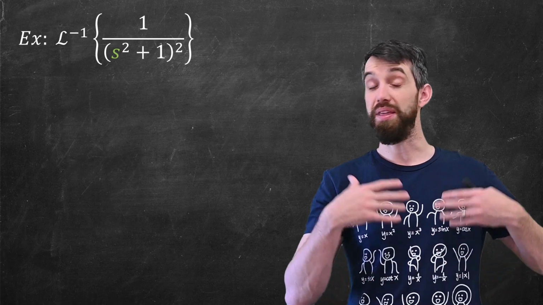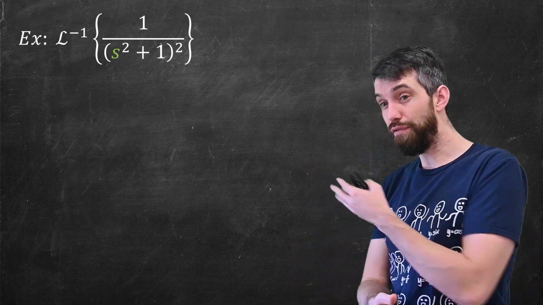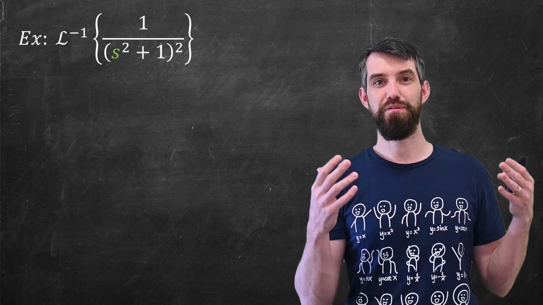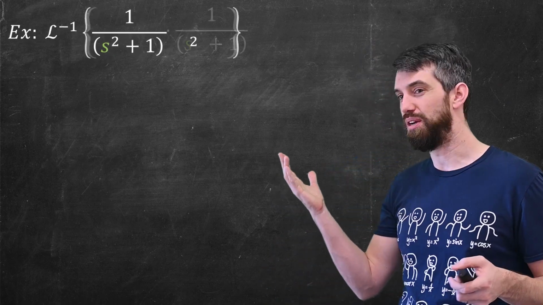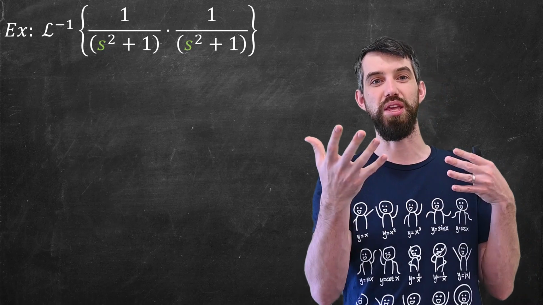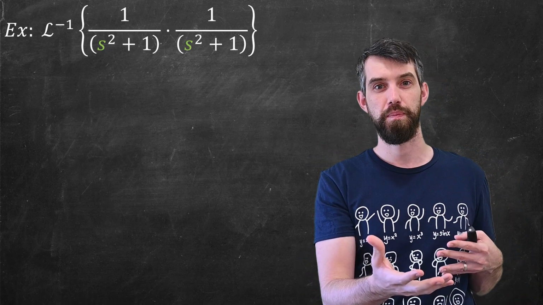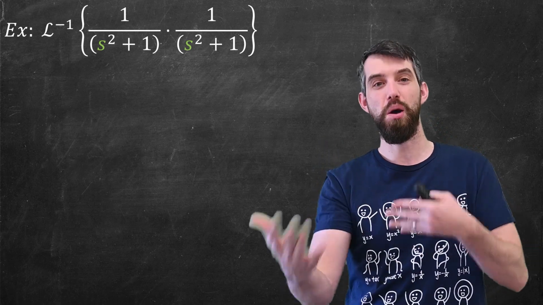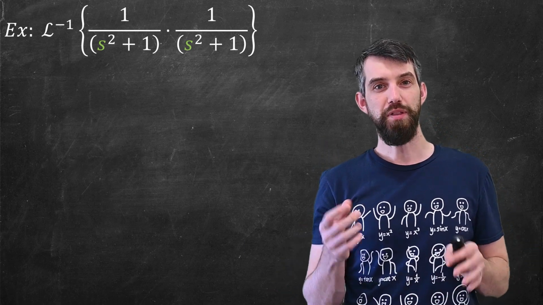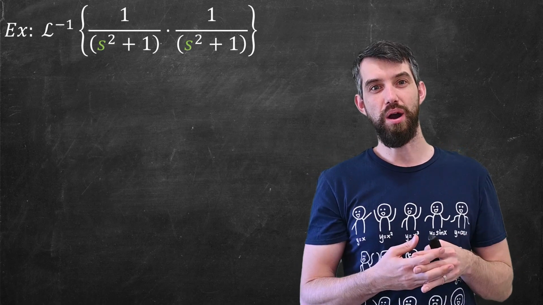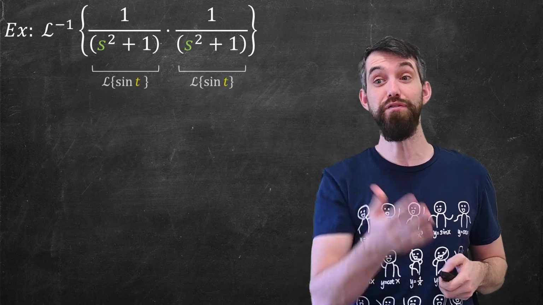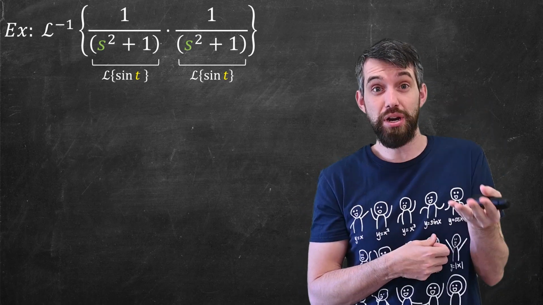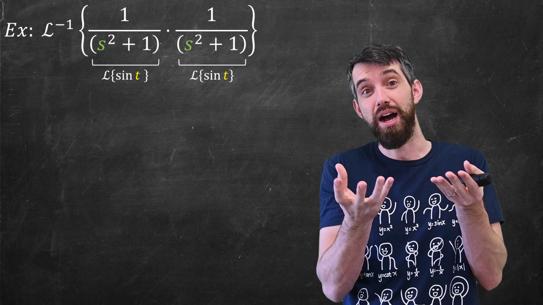Here I'm asking to find the inverse Laplace transform of this particular function, 1 over s squared plus 1, all squared. And perhaps the first thing I'll do is just rearrange it to more explicitly look like the product of two different functions. Namely, there's 1 over s squared plus 1, and then multiplied by another copy of that. Now, these two different factors that are being multiplied are ones that I hopefully recognize. Individually, they look like the Laplace transform of sine, and they're both the same.